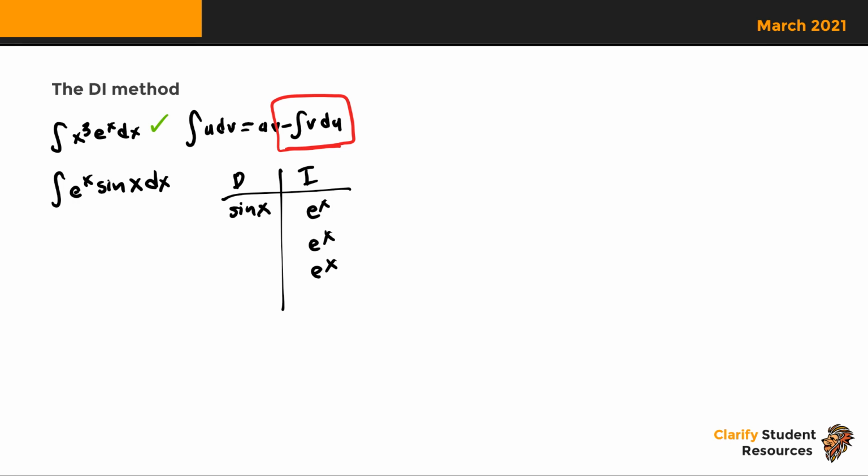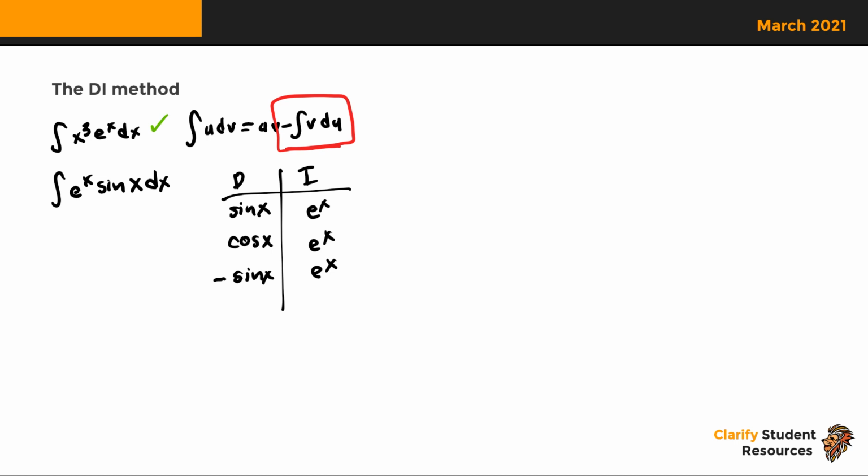So you're probably wondering, okay, so when do I stop taking my derivatives or integrals? You basically stop when the function repeats itself. So in this case, we're going to have sine x, cosine x, and then negative sine x. So at this point, because we've repeated our function, you see sine has repeated, we can actually start to write our answer.